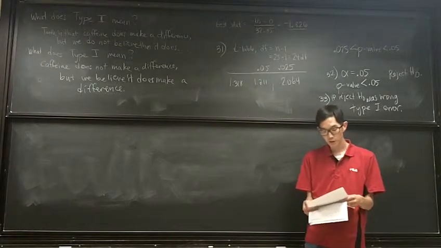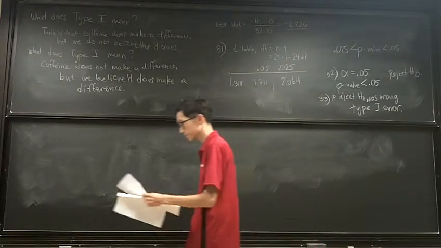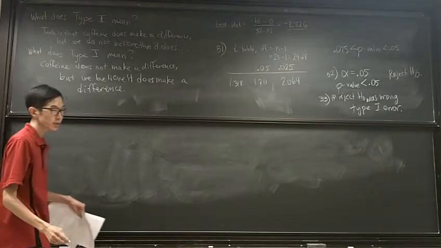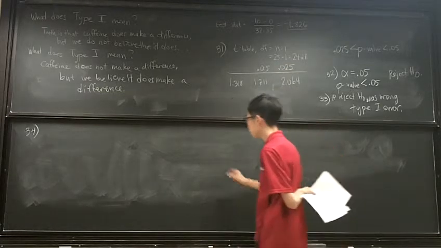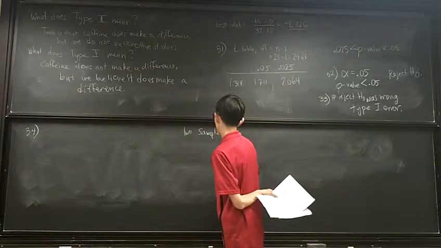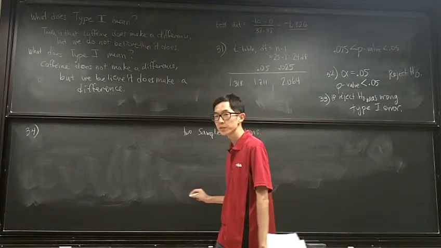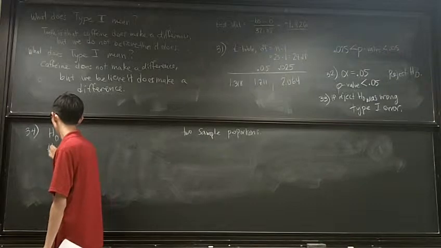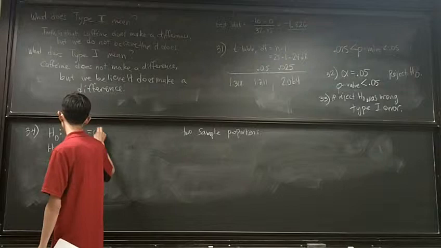Okay? So 34 says, for a hypothesis test, write the appropriate hypotheses. So here, are we dealing with one sample or two samples, and are we dealing with means or proportions? Two sample proportions. Okay. So what is the null hypothesis and what's the alternative hypothesis? P1 minus P2 is equal to 0. P1 minus P2 equals 0 is my null hypothesis.